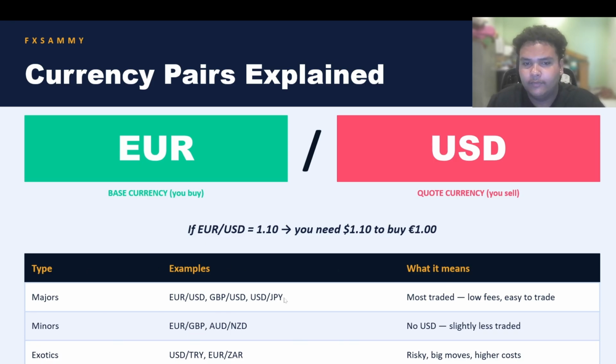In detail, we will show what the factors and major concepts are. Types: majors are EUR/USD, GBP/USD, GBP meaning Great Britain pound, and USD/JPY. Most traded, low fees, easy to trade. These are the easiest, and most traders prefer these pairs. Minors are EUR/GBP, AUD, Australian dollar, and New Zealand dollar, slightly less traded. Exotics are USD/TRY and EUR/ZAR: risky, big moves, higher cost.